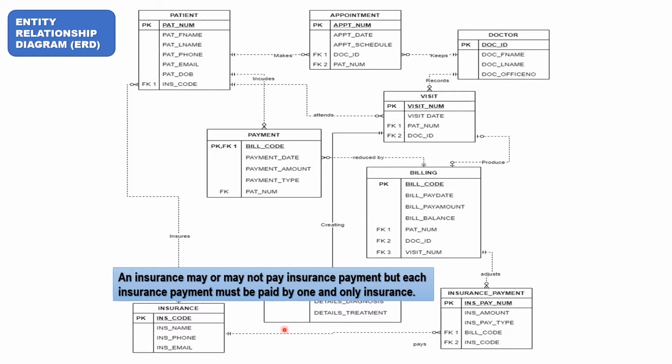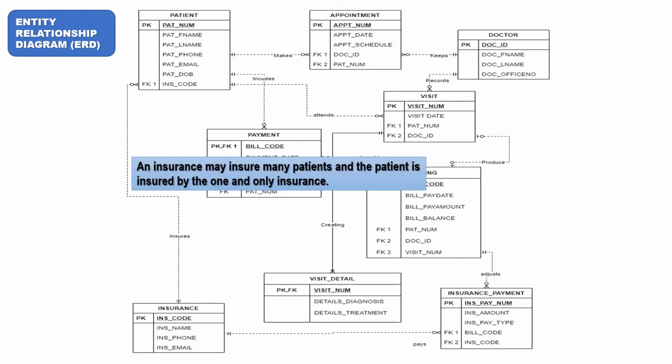An insurer may or may not pay an insurance payment, but each insurance payment must be paid by one and only one insurer. An insurer may insure many patients, and a patient is insured by one and only one insurer.